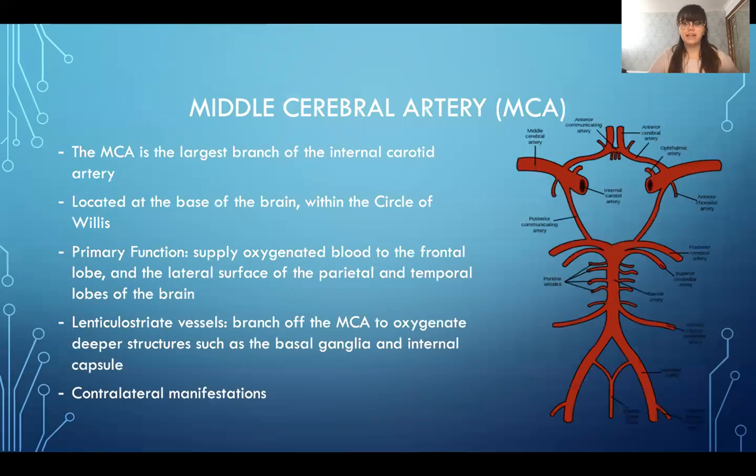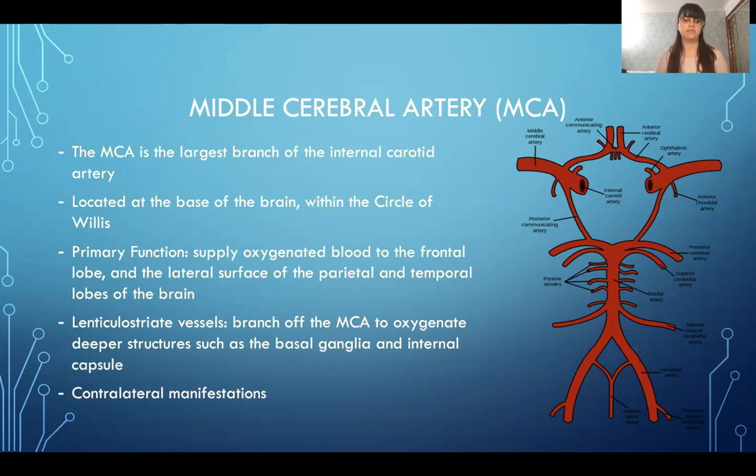In order to understand the underlying pathophysiology that caused the clinical manifestations displayed in Mr. Marks, it is important to understand the middle cerebral artery and the concept of an ischemic cascade. The MCA is the largest branch of the internal carotid artery, located at the base of the brain within the circle of Willis. Its primary function is to supply oxygenated blood to the frontal lobe and the lateral surface of the parietal and temporal lobes of the brain, including the motor and sensory cortex responsible for movement and sensation within the face and upper limbs.